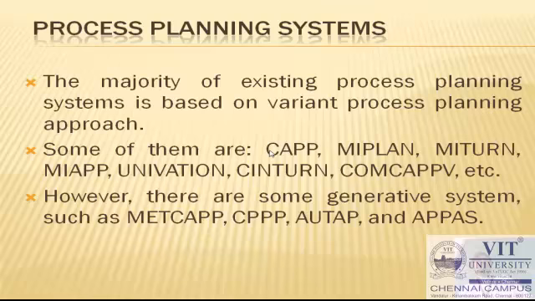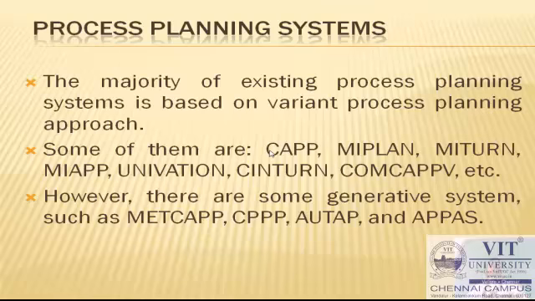Last class we discussed something about computer-aided process planning. There are two types: generative process planning and variant process planning. Variant process planning, in the sense, we have to retrieve the existing process planning schedule and modify it according to our drawing or our requirement, and we can use it. So that is variant process planning.